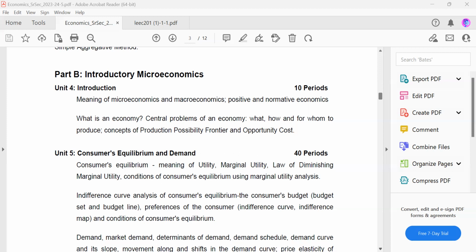Units of commodities consumed should be identical or homogeneous, that is, the same in all respects.